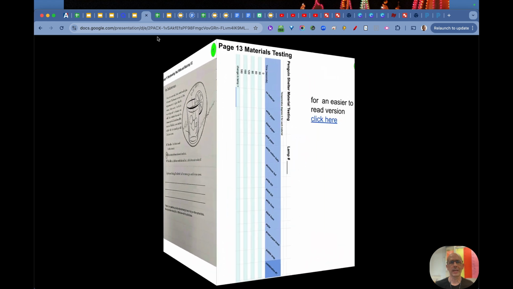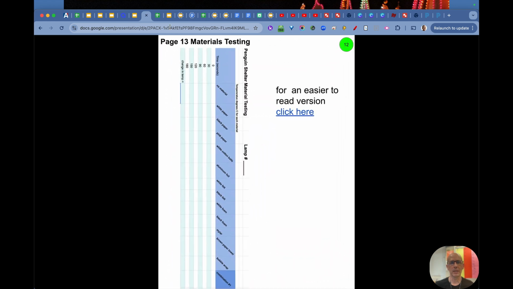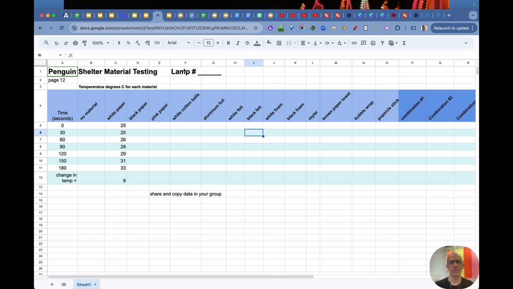they have their data table. This is what a data table looks like, and this is up close. And so all these materials are going to be used for their penguin shelter. And I can't use every single one, but they're testing for them to see how much the temperature over time changes.